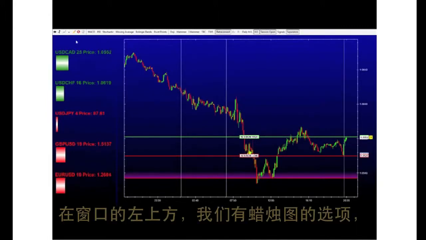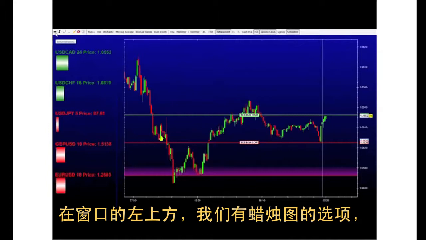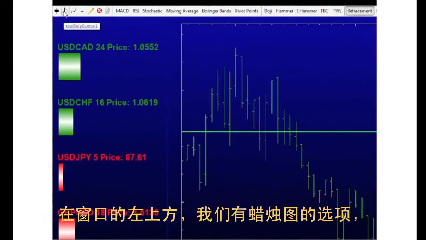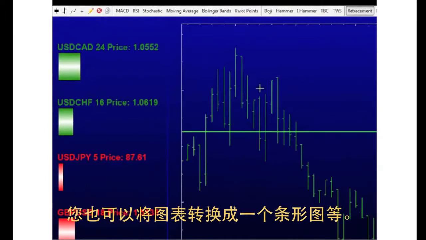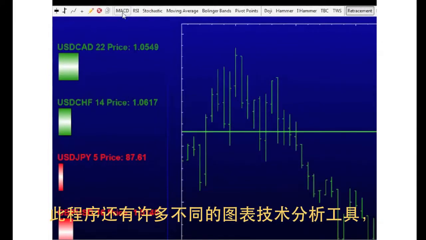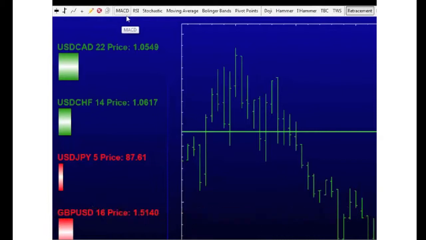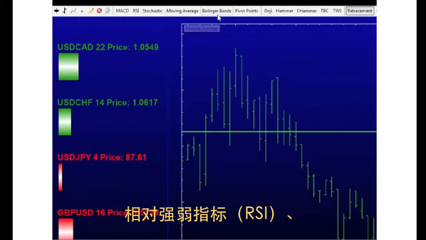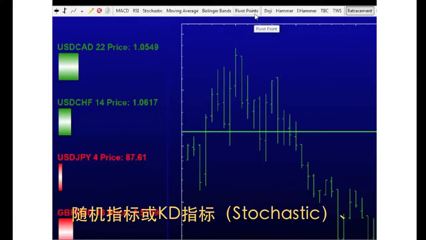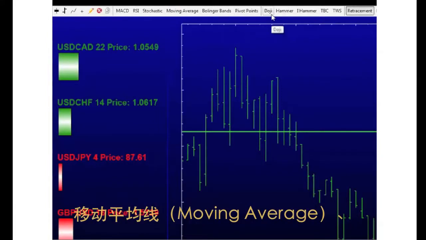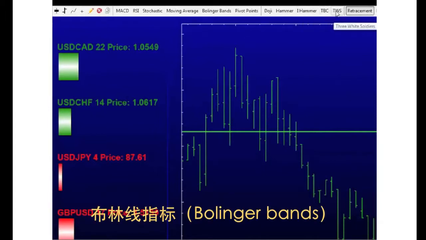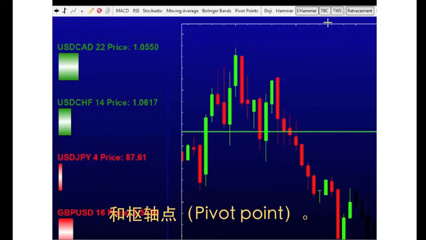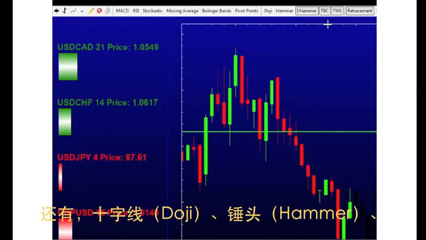Now on the top left hand side of your screen, we have the candlesticks, and also you can change your chart from candlestick chart to a bar chart. We have a few indicators that many traders like to use, like the MACD, RSI, stochastics, moving average, Bollinger Bands, and pivot points. We also have added dojis, hammers, inverted hammer, 3 black crows, and 3 white soldiers. Possible retracement features which help us while we're trading.